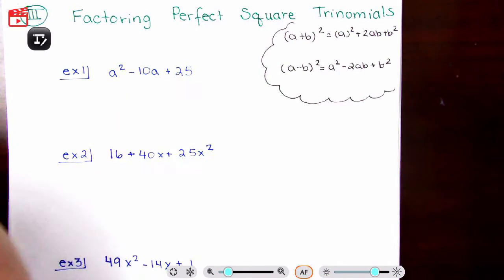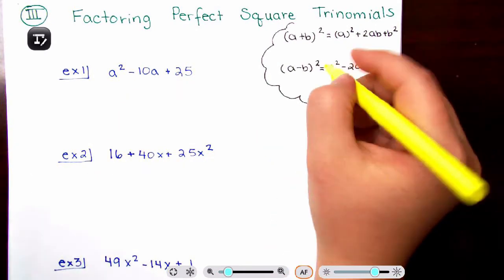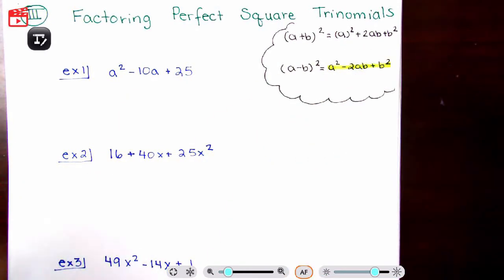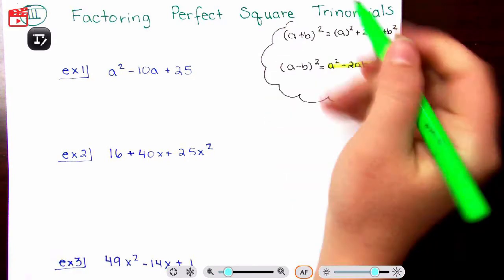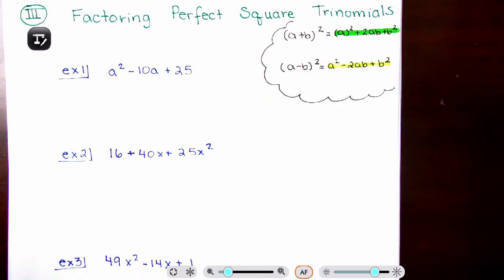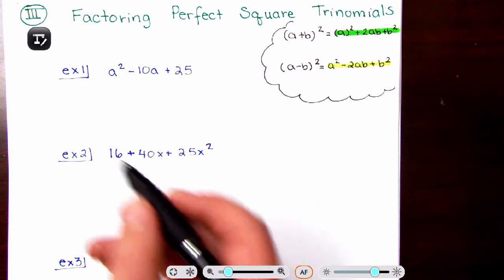And so what we're going to do is check first if it follows either this pattern or this pattern by checking the first and the last term to make sure they are perfect squares. If they are perfect squares, then we look at the middle term to see if it is 2 times the first and the third term. It's a little confusing, so I'm going to show you by example.